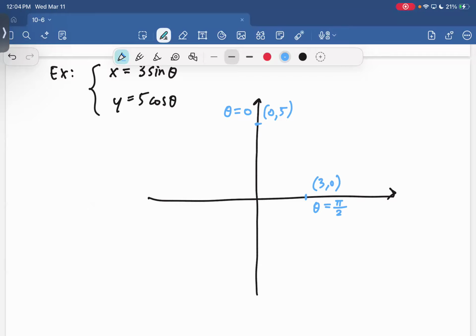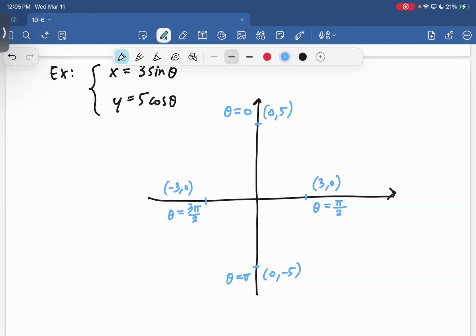Okay, theta equals pi. It's 0, -5, right? Good. And then, -3, 0. Okay, last one is theta equals 3 pi over 2, and that would give us -3, 0. Okay, you guys need to know your trig functions like the back of your hand at this point. I don't have time to go over this.